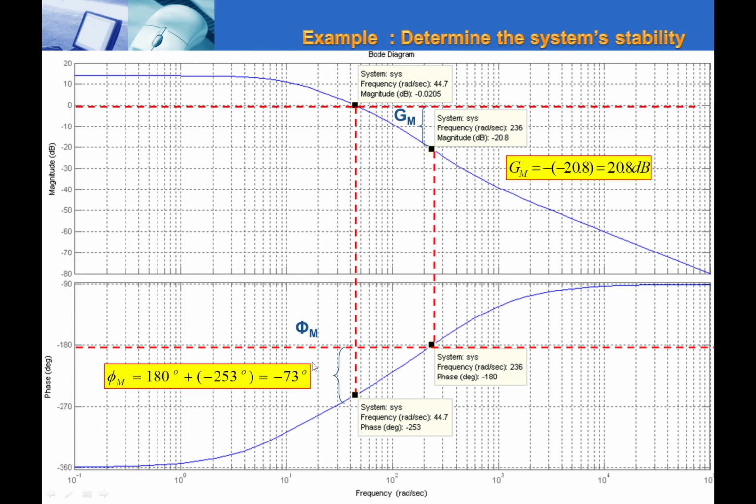So notice that our phase margin is a negative number. So it does not meet our requirement. Therefore, the system is unstable. For stability, gain margin must be more than 0. Phase margin also must be more than 0. If either one does not meet, the system is unstable.